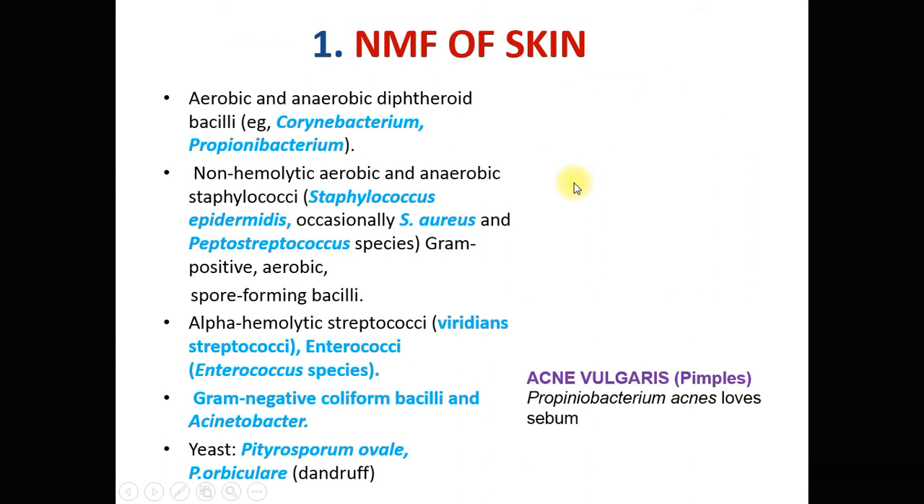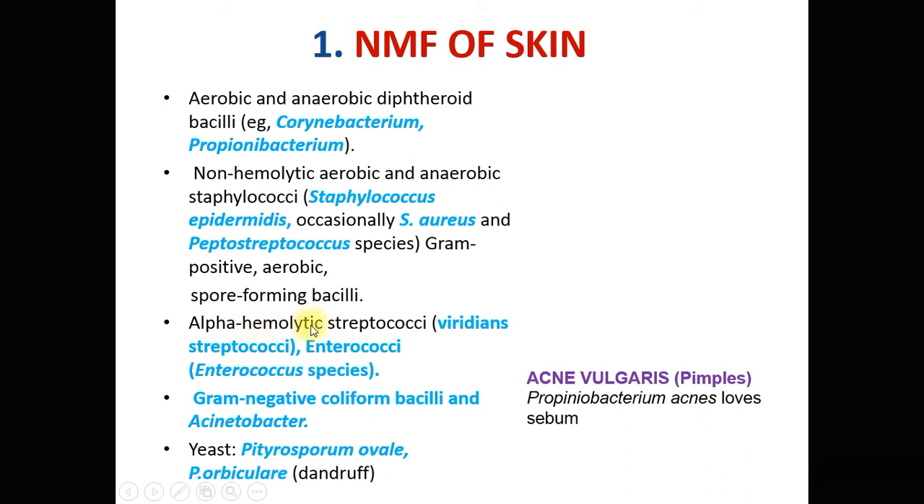Now we will study the NMF of different body sites. The first body site is the NMF of skin. The NMF of skin consists of aerobic and anaerobic diphtheroids, for example Corynebacterium, and one more bacterium, Propionibacterium. There can also be non-hemolytic aerobic and anaerobic staphylococci, Staphylococcus epidermidis. Occasionally, there can also be Staphylococcus aureus and Streptococcus. There can be some gram-positive aerobic spore-forming bacilli also.